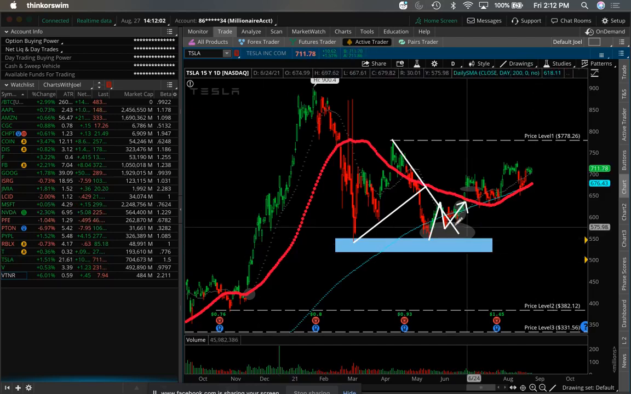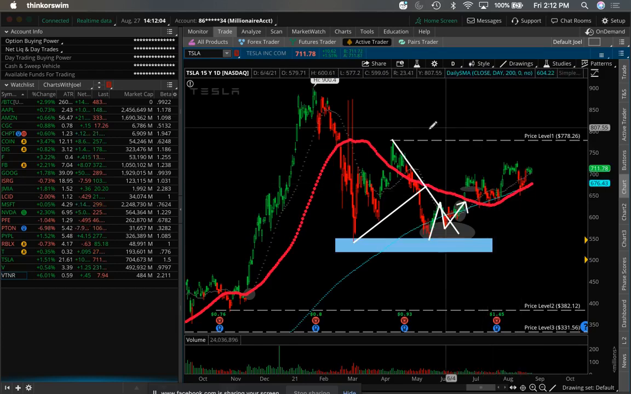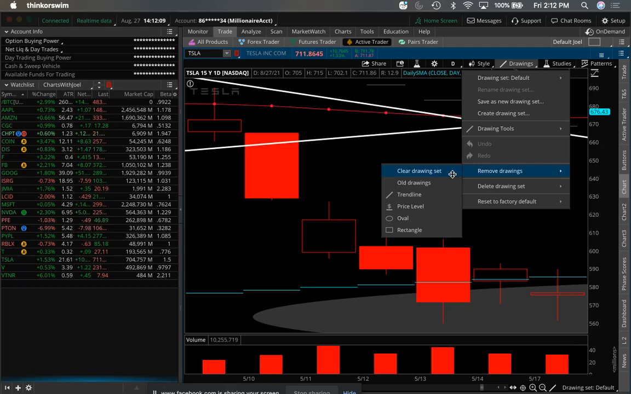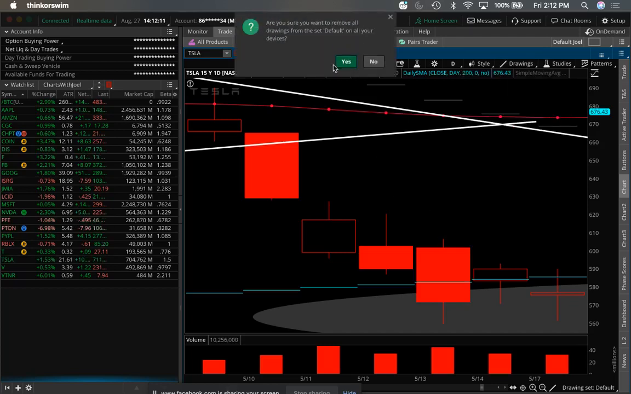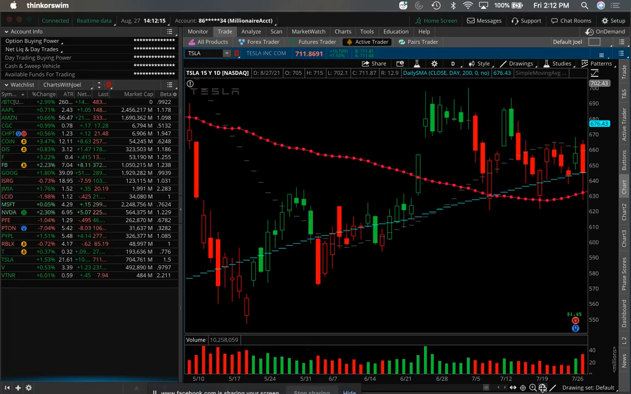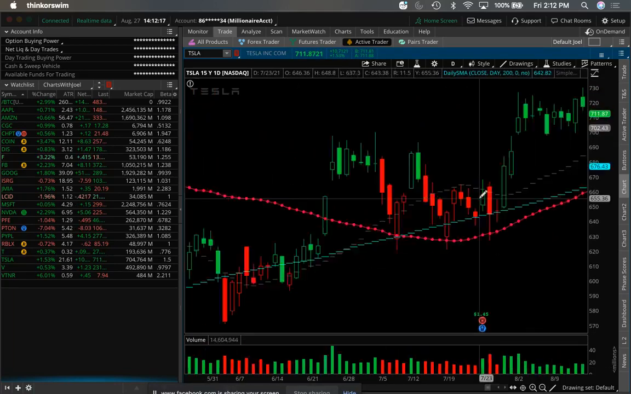Anyway, looks bullish. What was it doing? Let's erase all this stuff. Let's erase. I lost 3 or 4 people. Sorry. If you didn't know I rant, sorry.